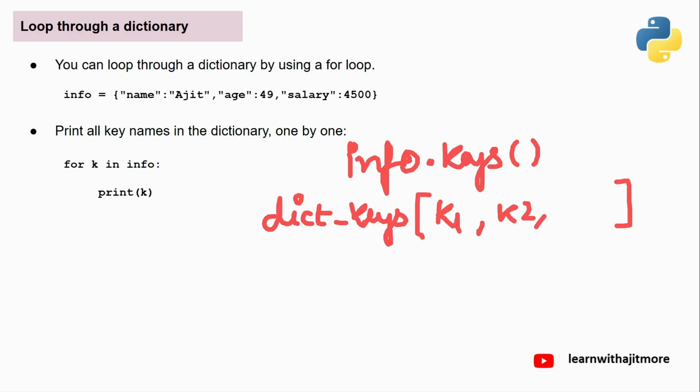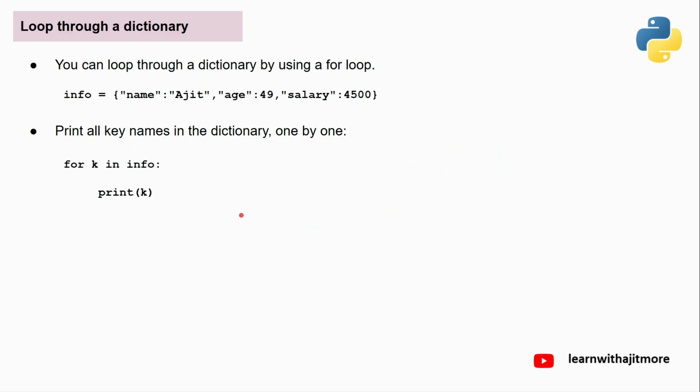Okay? And as it's an iterable, you can use it in a for loop to traverse it one by one. Okay? So info.keys returns an iterable of type dict_keys. So that is the second way provided. You can do it that way also, like printing all key names in the dictionary. You can print the keys that way also.